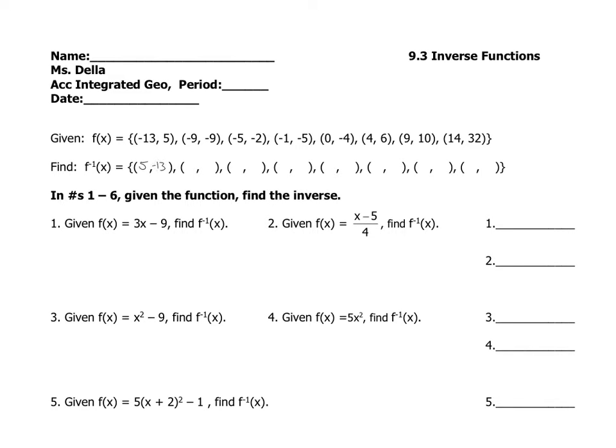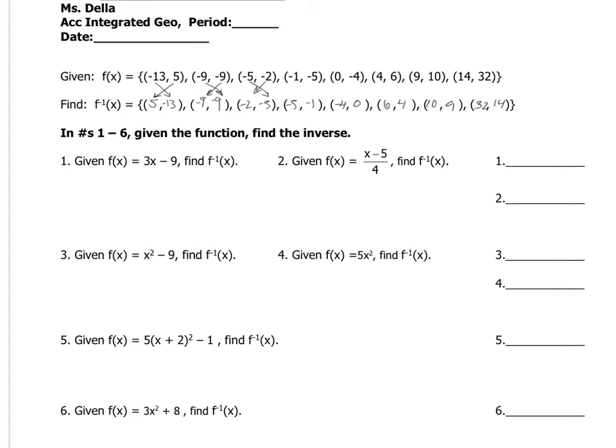5, negative 13. You notice I took the 5, which was the y, and turned it into the x, and did the opposite with x and switched it to y. The next one doesn't really change because the negative 9 and the negative 9 don't really flip. But here I'll take the negative 2 and put it in the x spot, and the negative 5 and put it in the y spot. And you can go through and do that really quickly. Just flip all the x's and the y's, and you should create an inverse relation. All of my inputs become outputs.